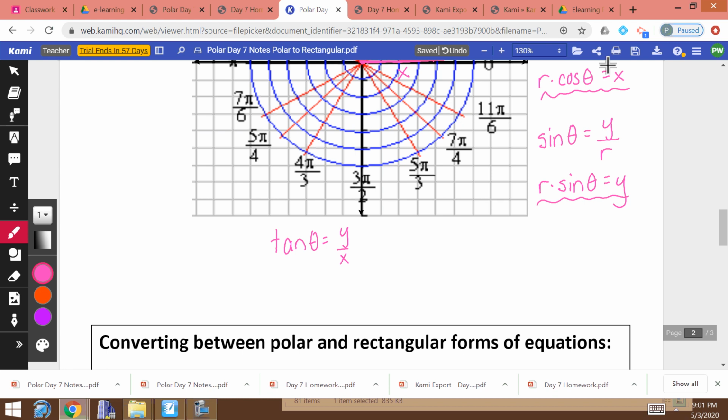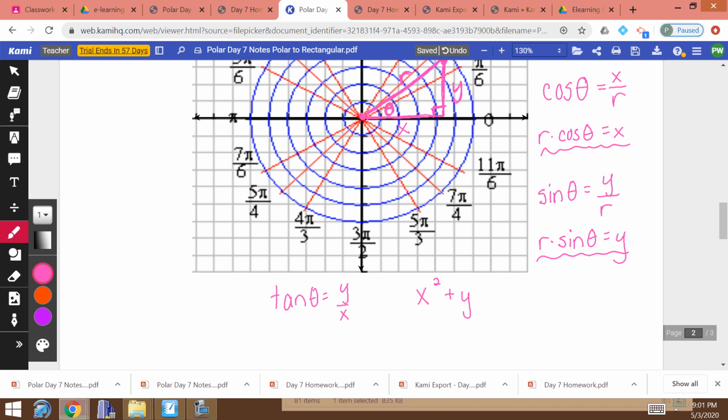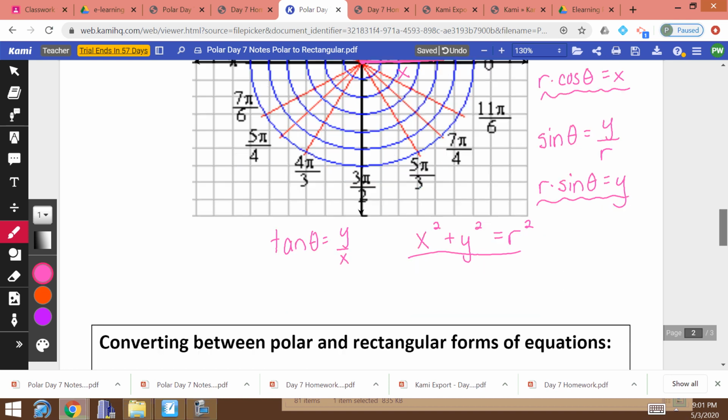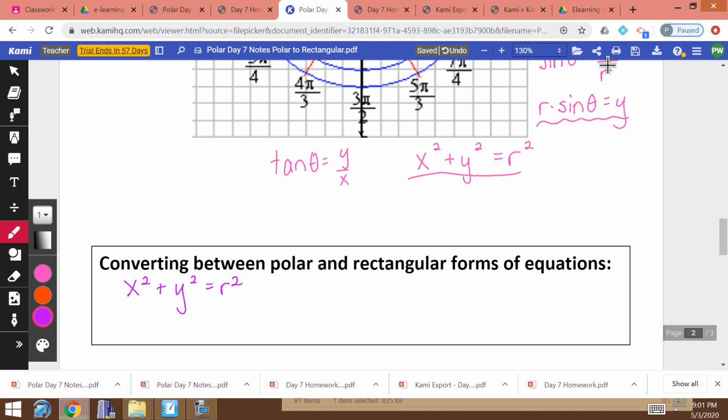But the last one I'm going to write down that we use is just kind of general here. We know the Pythagorean theorem, so x squared plus y squared is r squared. And again, that one's going to be important. Because those are our three main ones, those are the three I'm going to write down here. X squared plus y squared is r squared. That one's super important. I'm going to write down that x is r times the cosine of theta, and y is r times the sine of theta.